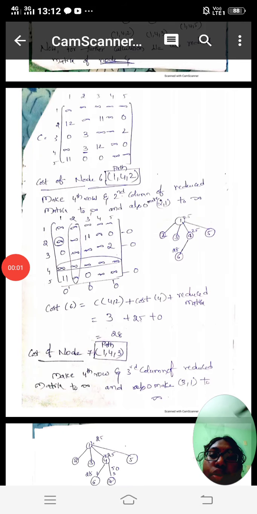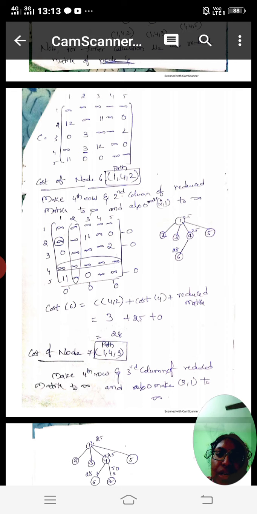Now, continuation of the traveling salesperson problem. Listen carefully. Now we have to take node 1,4, the fully reduced matrix C, and find the cost of node 6, that is the path 1,4,2. Make the fourth row and second column of the reduced matrix infinity, and also make 2,1 infinity.